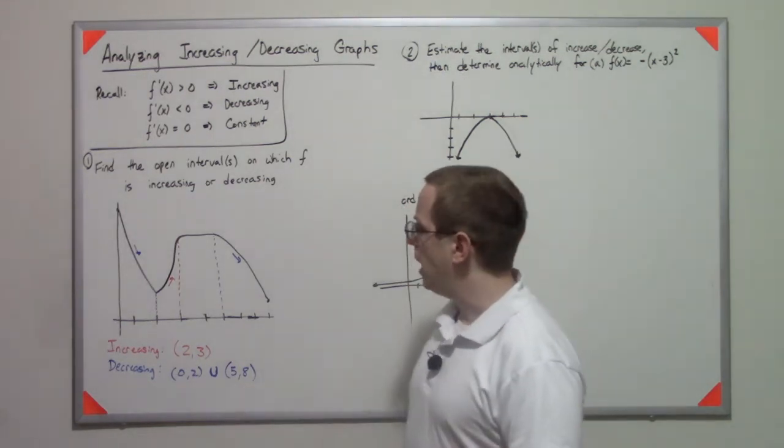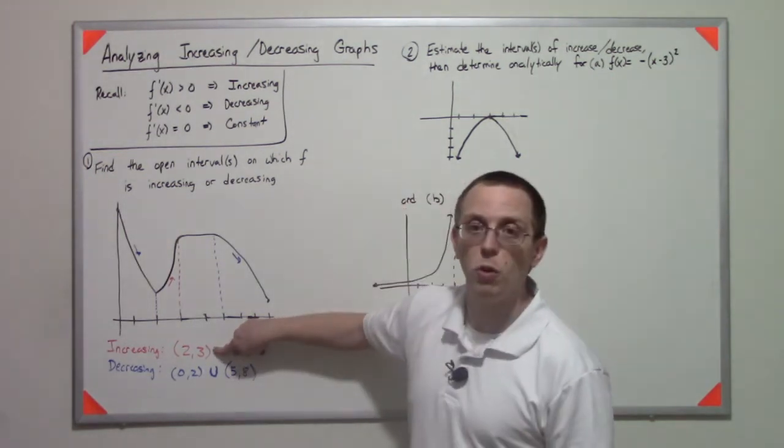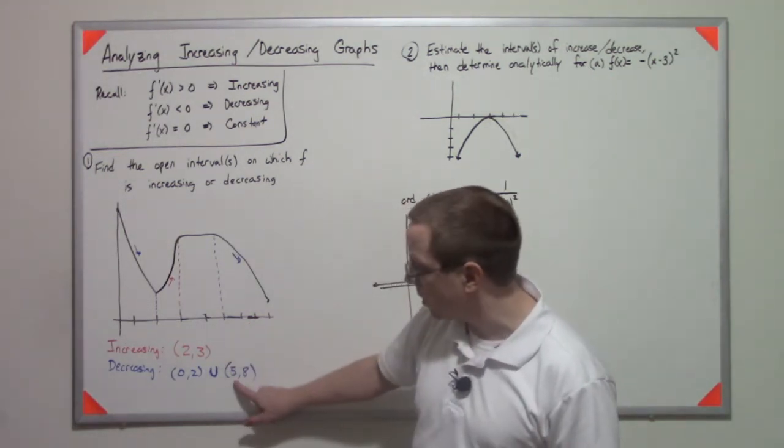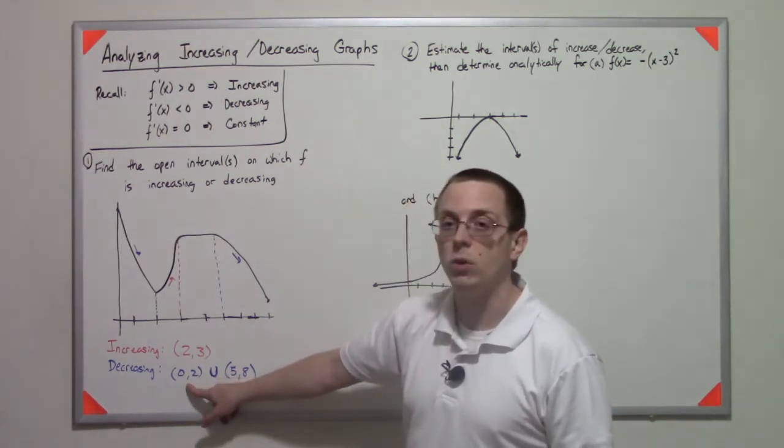And if I wanted to find just the largest of these, I would say that this is the largest interval where it's increasing, and this is the largest interval where it's decreasing, because that has a width of 3 and that only has a width of 2.